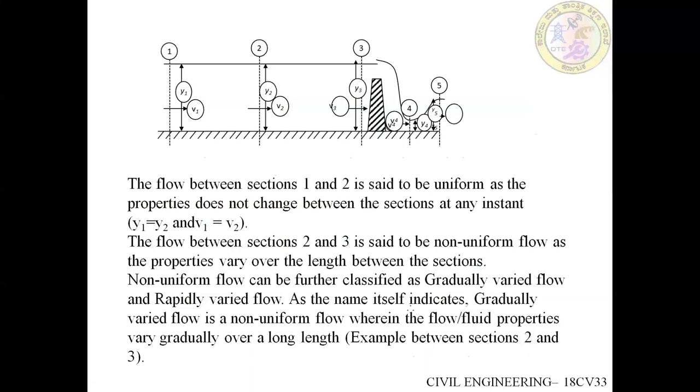Again, this non-uniform flow is classified into two types, that is gradually varying flow and rapidly varying flow. So between section 2 and 3, we can observe the flow property and fluid property changes gradually. Whereas between section 3 and 4 and 5, you can see the properties of fluid and flow are changing very rapidly. So this comes under rapidly varied flow, which is a type of non-uniform flow.